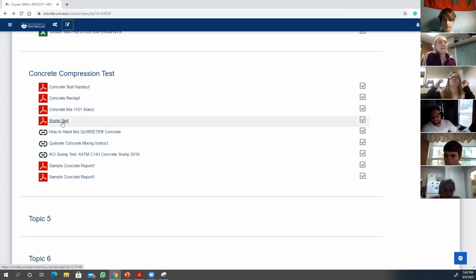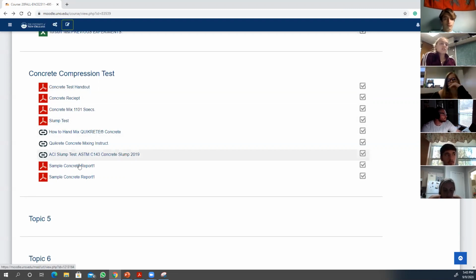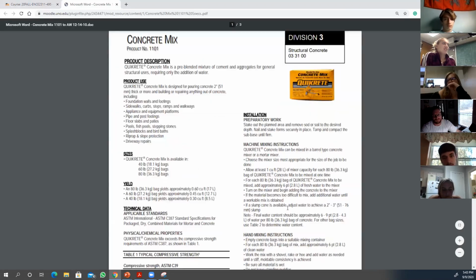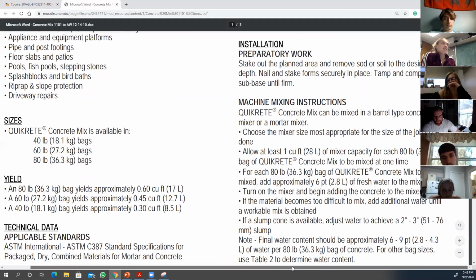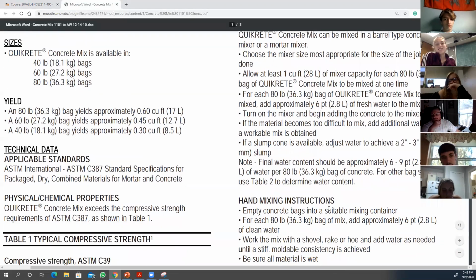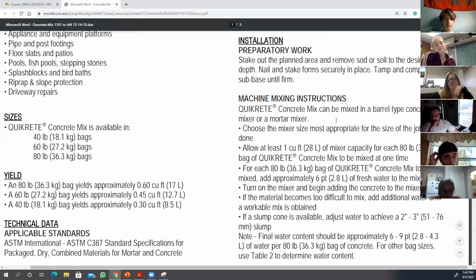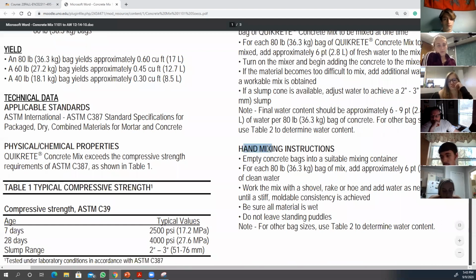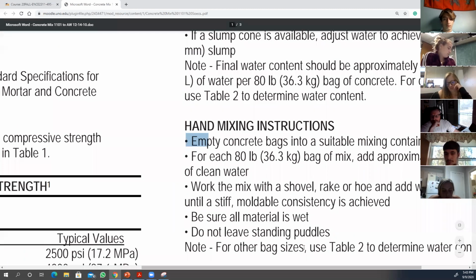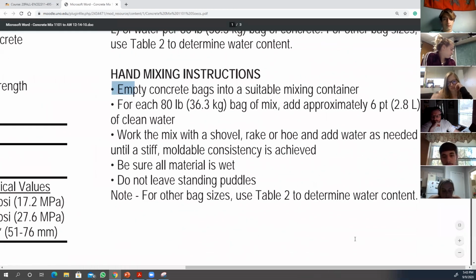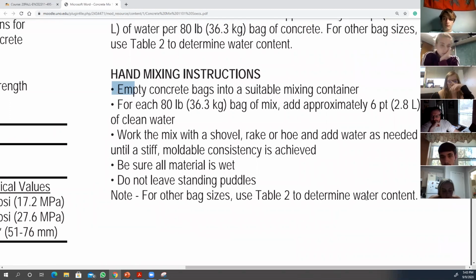Let's see, I'm gonna pull up this handout: concrete recipe, slump test, and specs. Everybody's looking at here, right? Machine instructions: we don't have a machine, but we have the hand mixing equipment. I have everything that I need, I believe. Okay, empty concrete bags into a suitable mixing container. And I have a suitable wheelbarrow.